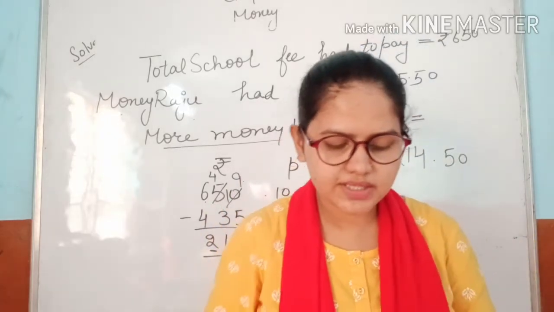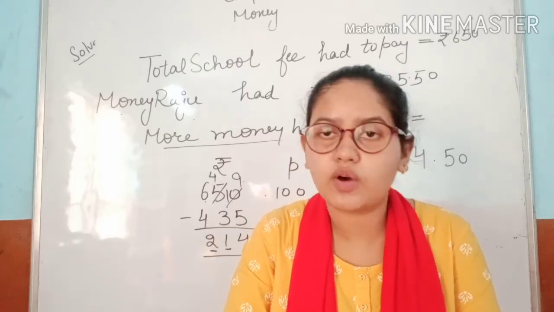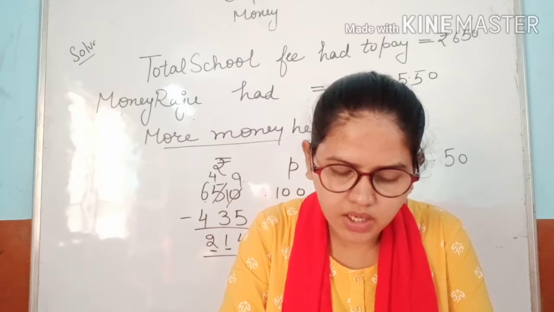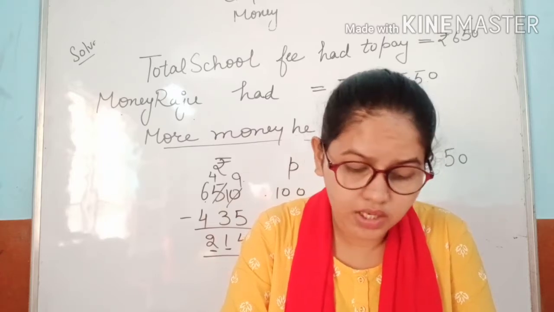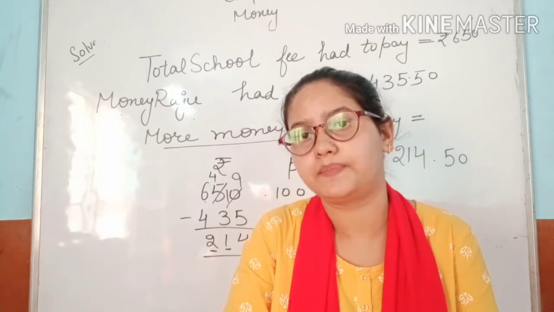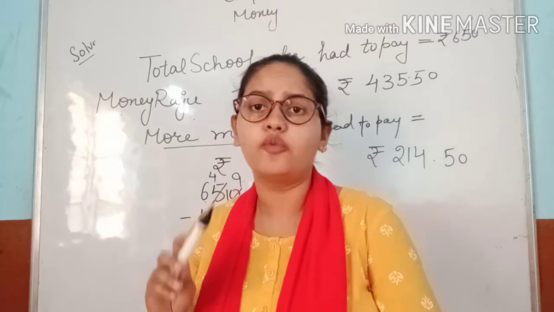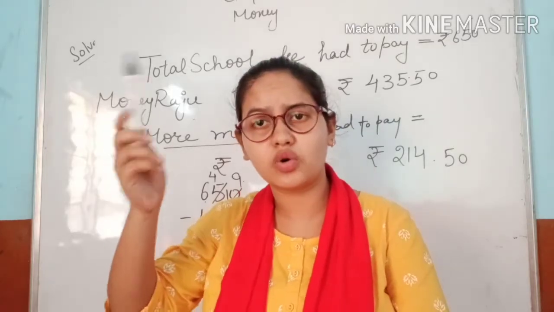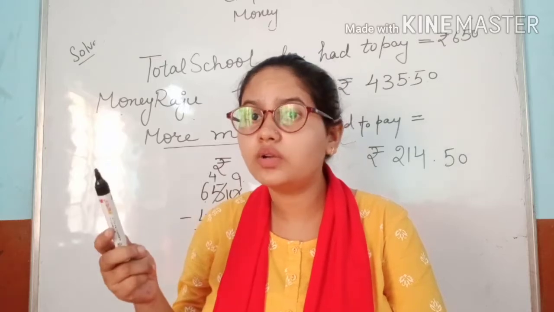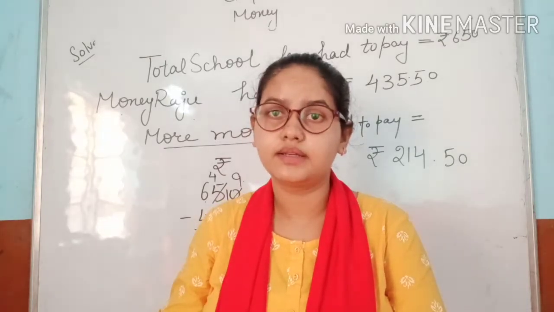So students, this one is: if a space suit costs rupees 130.40 paise, how much will 6 space suits cost? That means we know the cost of one suit. Now we have to find the cost of all 6 space suits. So how will we find out? We will find out with multiplication, right?